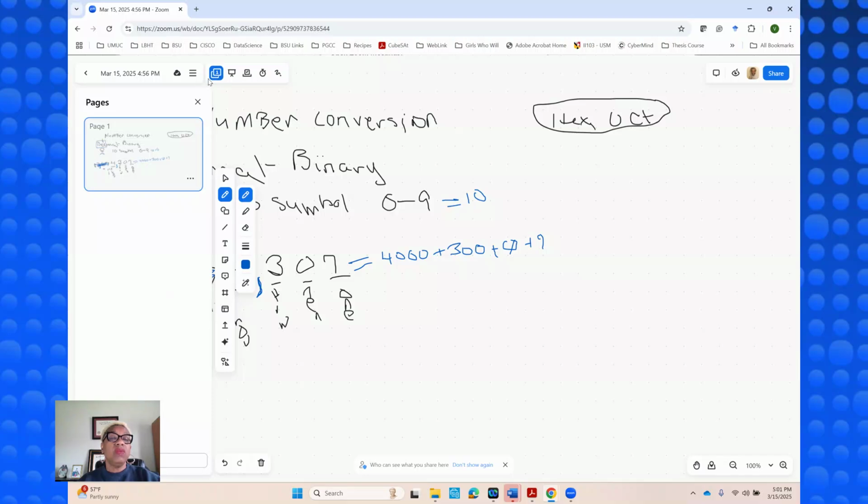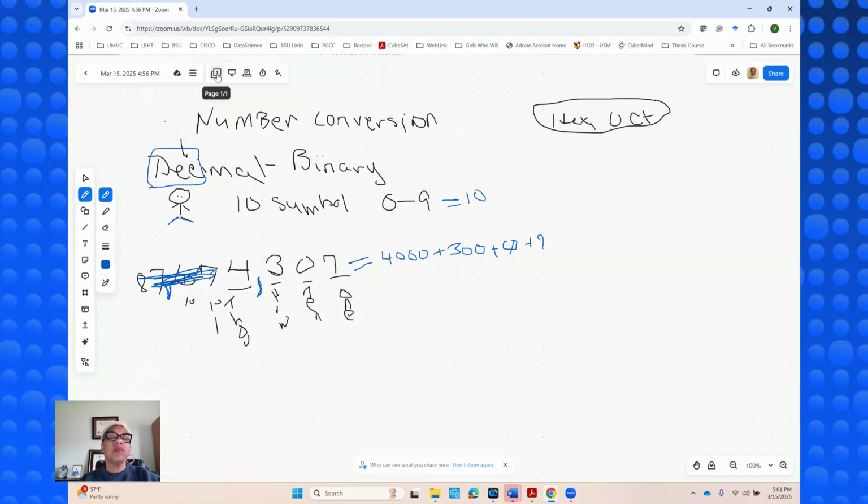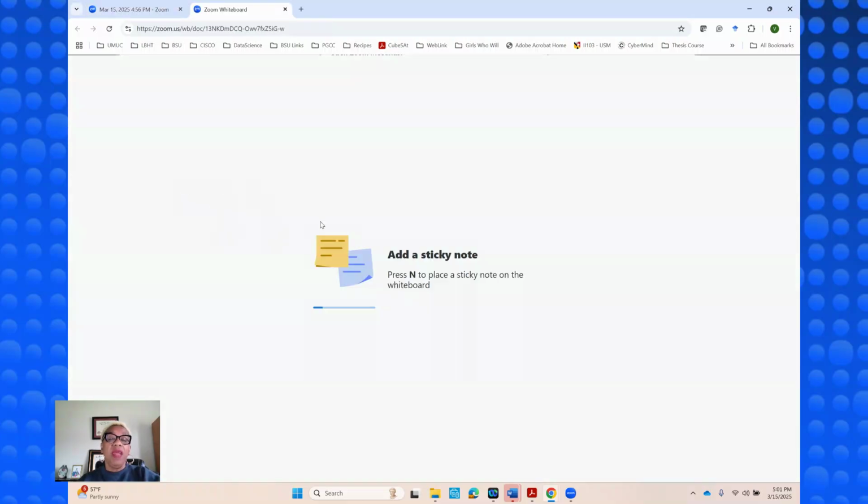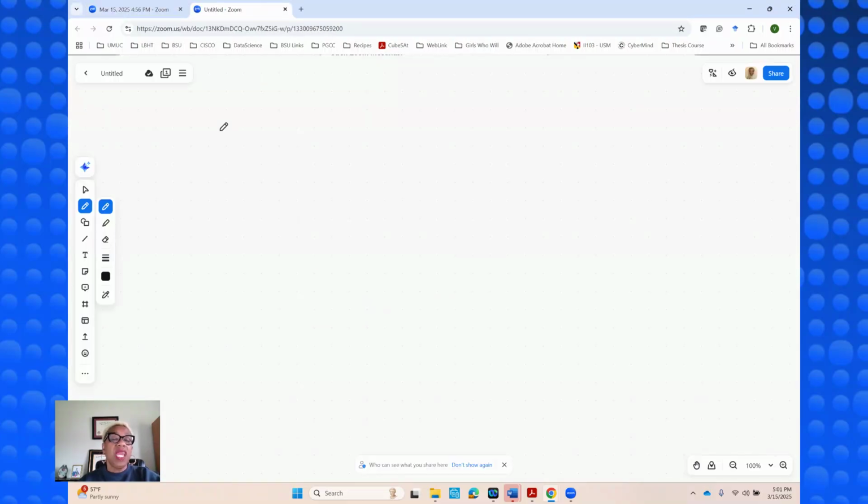So with that, I am going to add a new board. We also need to understand, so we've got decimal, which is for humans. The second one I mentioned was binary. The reason we deal with binary is for our computing devices.